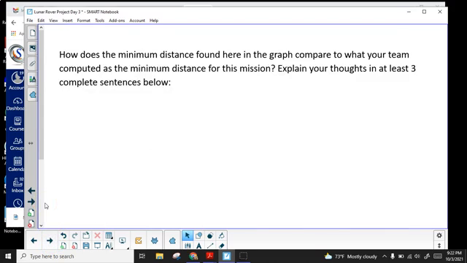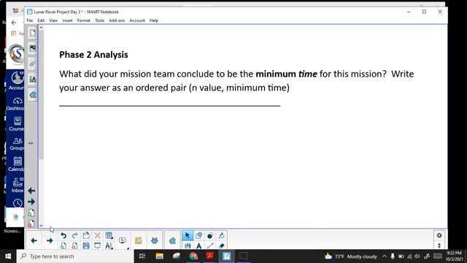So analyze, how does the minimum distance found here in the graph compare to what your team computed as the minimum distance for the mission? Explain your thoughts. Pause the video, do that. After you've done that, then let's analyze phase 2.